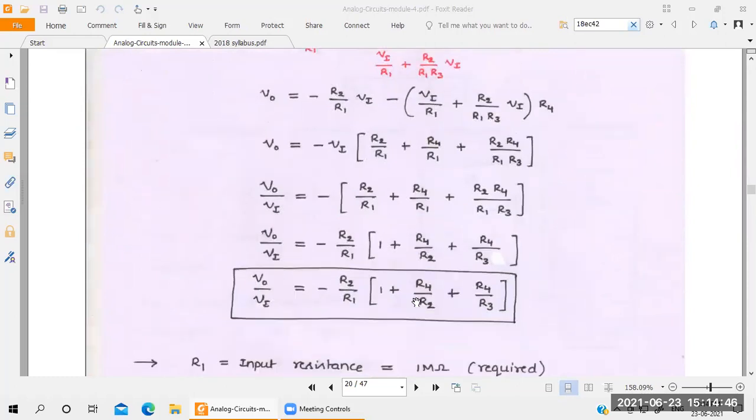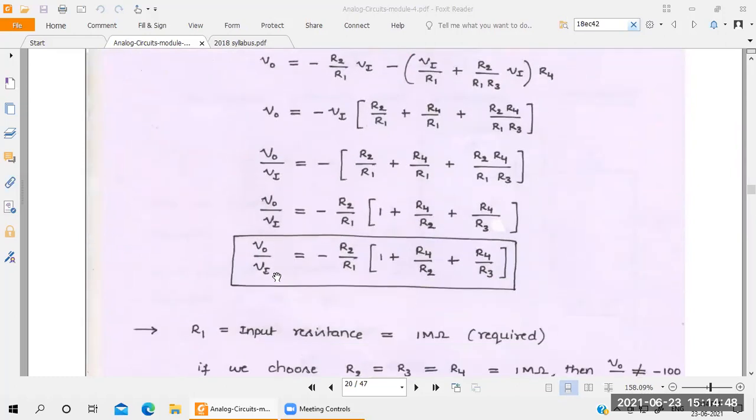Then we'll get the final equation, that is V0 by Vi in terms of gain. You have to arrange the equation in the form of V0 by Vi. That is the closed loop gain. That should be equal to what now? Minus R2 by R1 into 1 plus R4 divided by R2 plus R4 divided by R3. This is the simplified gain equation for the given problem.